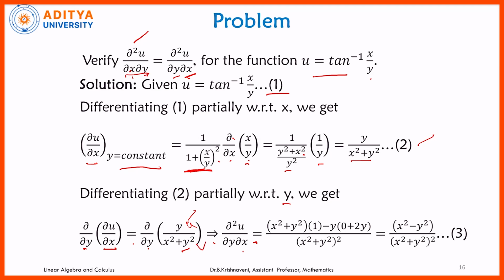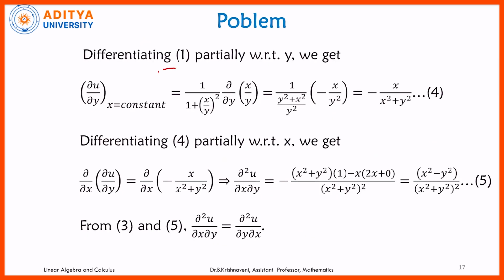So first u dash, the derivative of y, is 1 into v, x square plus y square, minus u, which is y, into v dash, the derivative of x square plus y square with respect to y, which is 2y, divided by v square, x square plus y square whole square. Now simplify: x square plus y square minus 2y square gives x square minus y square, and the denominator is x square plus y square whole square. Let it be equation number 3.